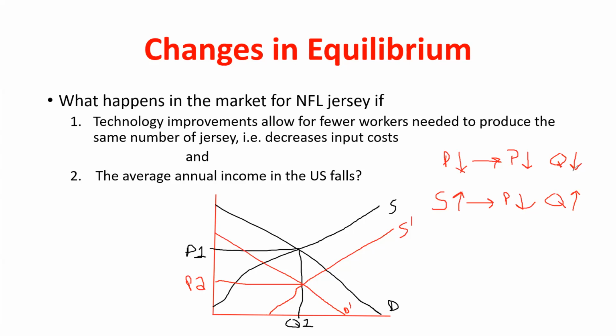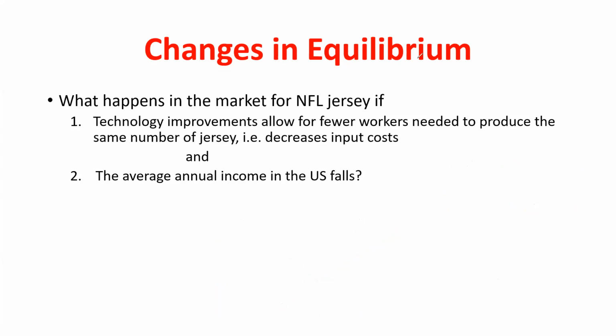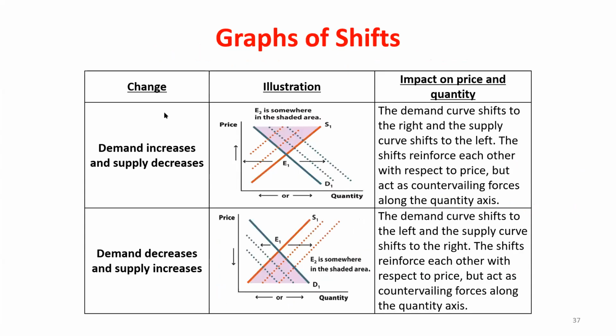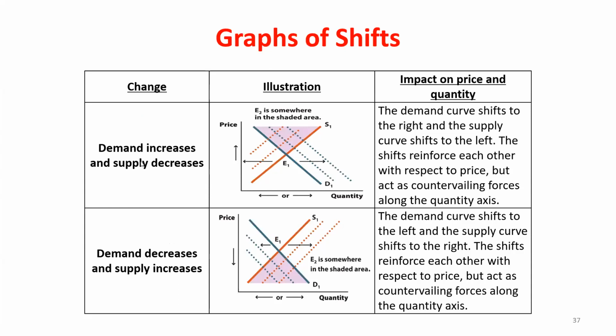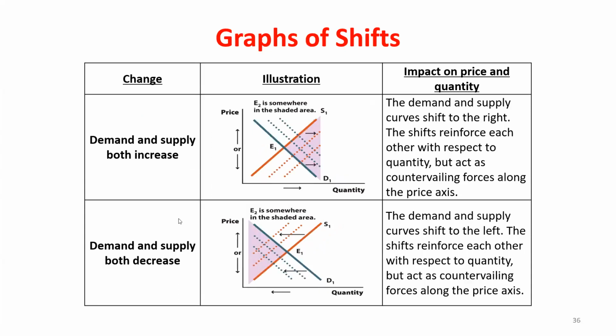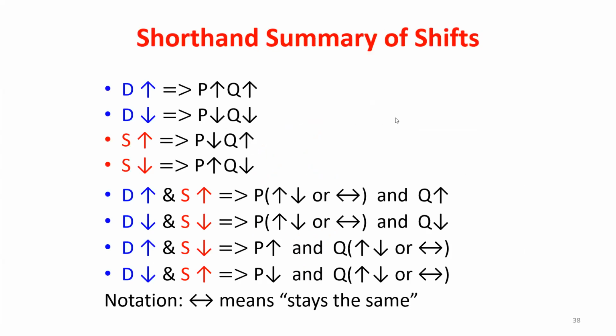We're okay with this? I just walked through one combination. We can think about demand and supply increases, demand and supply decreases, and the different combinations. I have a little bit of a summary, and if you're still wanting a little more review, I would suggest going over these in more detail. They show what would happen for the different combinations: demand increase, supply decrease; demand decrease, supply increase; and if they both increase, both decrease. I also put up the shorthand.